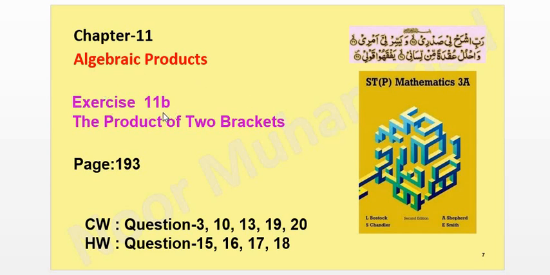Bismillahirrahmanirrahim. Chapter 11, Exercise 11b. The product of two brackets.